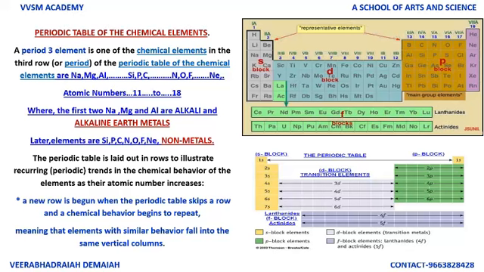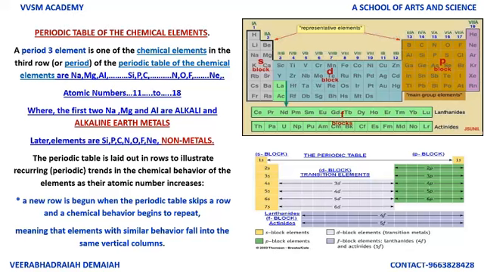and alkaline earth metals. Later elements, silicon, phosphorus, sulfur, chlorine, are all non-metals. The last gas, argon, is an inert gas which belongs to the zero group of the periodic table.